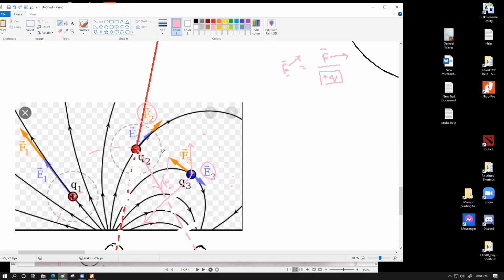Beautiful, beautiful. And closer particles are going to experience a much stronger electric field strength, hence a bigger force, and farther particles are going to experience a much weaker electric field strength and a much weaker force. So that goes without saying, you know this thing, that closer field lines have a stronger field and vice versa.